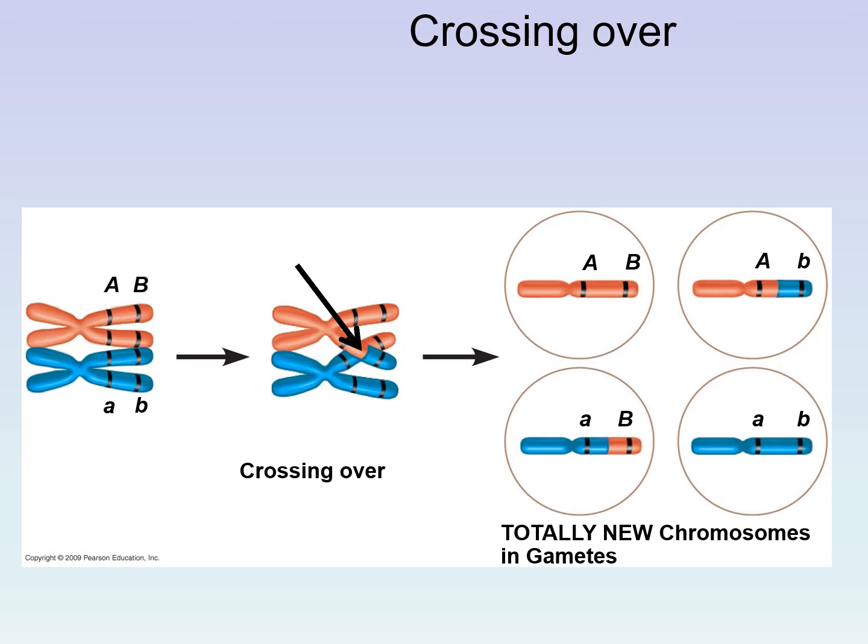But we don't stop at 8 million combinations. It's actually closer to infinite due to a process called crossing over. This is a process that also happens in meiosis 1. When the homologous chromosomes pair up in prophase 1, they exchange a little bit of DNA with each other. So your mom chromosome and your dad chromosome, they switch some DNA.